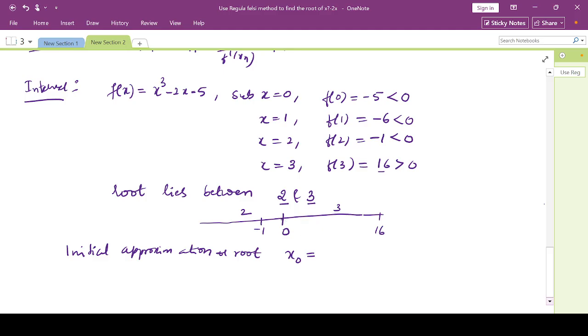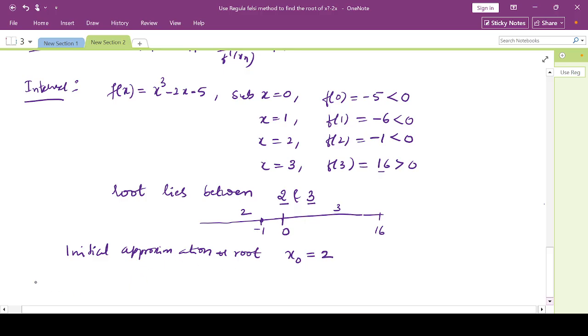We have to observe that by substitution of x equal to 2, you will get minus 1, which is very close to 0. By substitution of 3, you will get 16, which is far away from 0. Therefore, we take the root which, on substituting in the given function, gives a value very close to 0. Therefore, x0 is 2, that is, the initial root is 2. Why 2? Again, substituting x equal to 2 gives minus 1, which is very close to 0, whereas 16 is far away for x equal to 3. So x0 equal to 2 is the initial root.